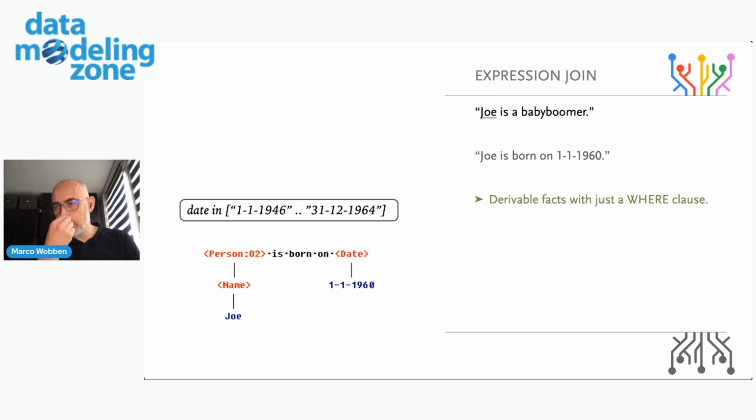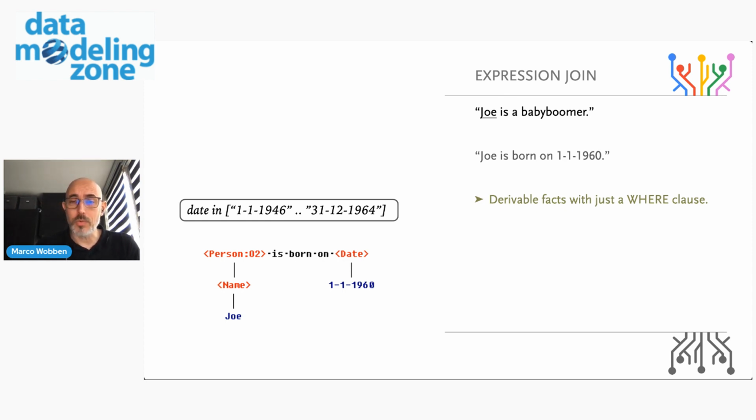And we can state those as a fact, and we can enter those in an information model, but we still have to figure out how that relates to the fact that Joe is born on 1/1/1960. So for that, if we look at the fact expression, you can see the information grammar: Joe is born on 1/1/1960. And all we have to do to make that link between Joe is a baby boomer and the fact of when he was born is to add a where clause that says the date of birth needs to be between 46 and 64. That's a simple where clause.